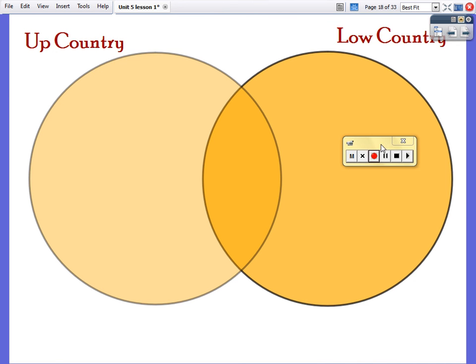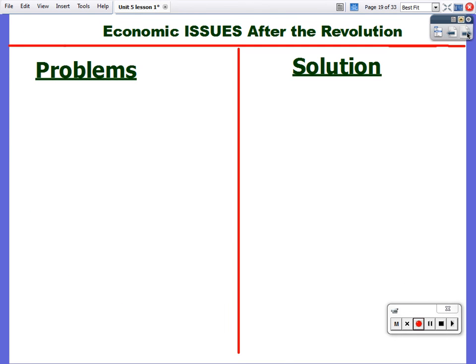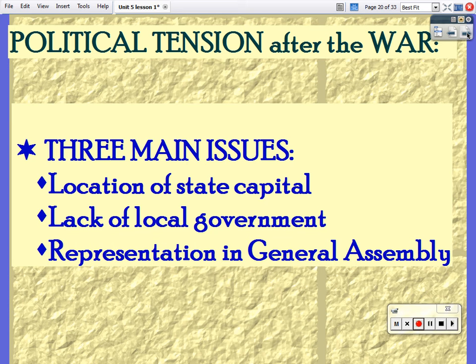In class, you are going to do these activities, so I'm going to flip through them really quick. And you're going to do this activity in class as well. That's the end of the first part of Lesson 1. This is what we will cover in class on Tuesday, November the 27th.